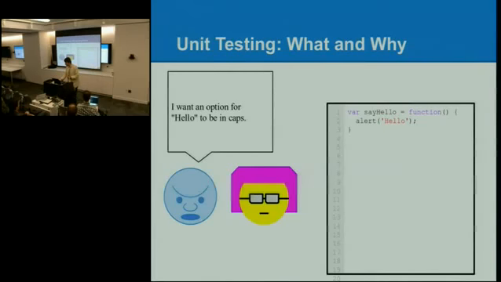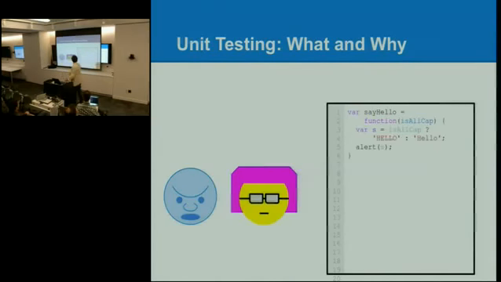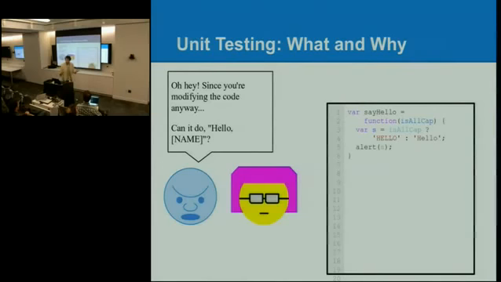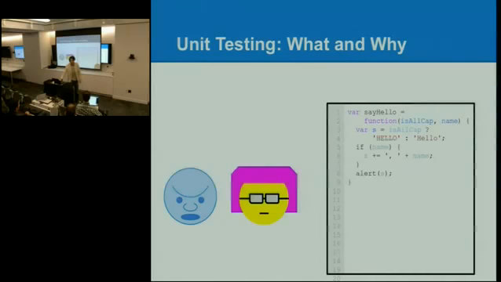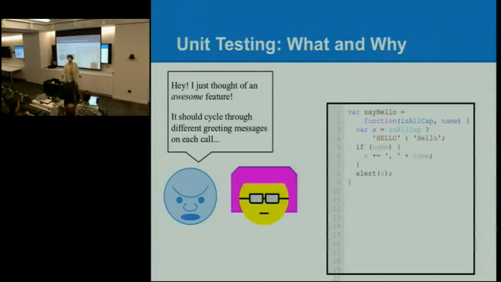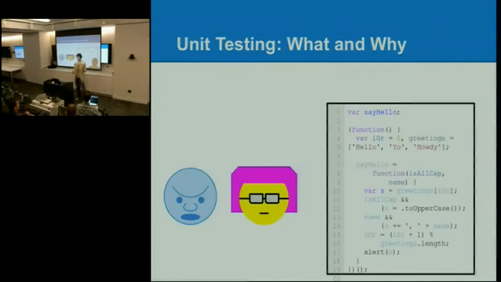So she modifies her perfectly simple, easy program to give an option that allows for the program to output in all caps. Product manager comes up with a new idea. How about you give it an option to give a name, and then it'll say hello name. And so she added an option to do that too. Then the manager thinks of an awesome new feature. It'll cycle through different greeting messages on every call. So the programmer complies, and the program gets a little bit more complicated.